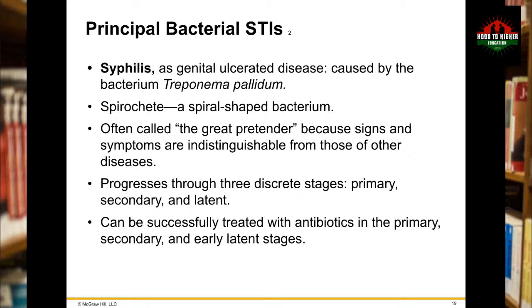Principal bacterial STI. So syphilis is a genital ulcerated disease caused by a bacterium. Spirochete is a spiral-shaped bacterium, often called the Great Pretender because signs and symptoms are indistinguishable from those of other diseases. It progresses through 3 discrete stages: primary, secondary, and latent. This can be successfully treated by antibiotics in the primary, secondary, and early latent stages.